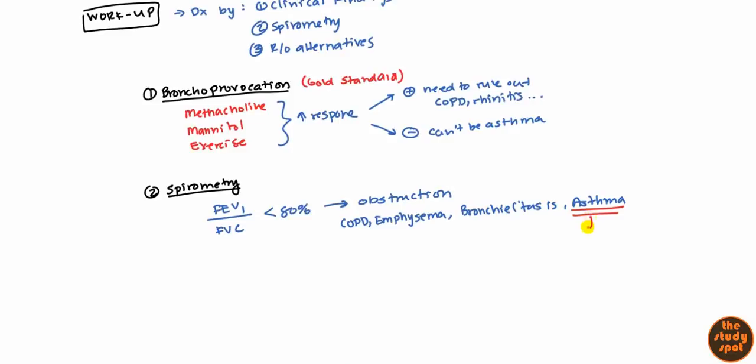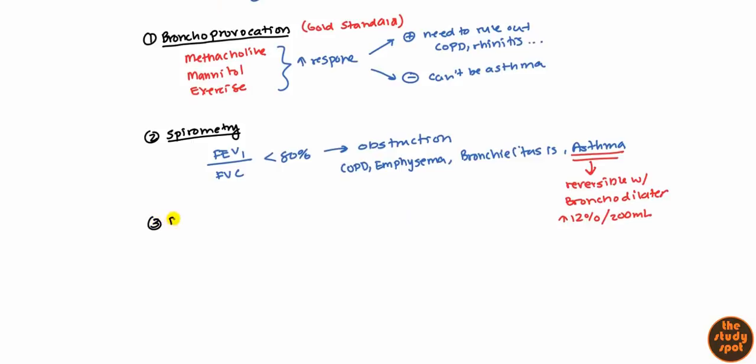However, what do you need to do to make sure it's asthma? Well, the interesting thing about asthma compared to the other 3 is that asthma is reversible with a bronchodilator. So you give them a bronchodilator and then do the spirometry again. If it improves by 12% or 200 milliliters, then you've got the diagnosis of asthma. So asthma is reversible while the other 3 aren't. The other 3 are actually slightly reversible, but asthma is considerably more reversible than the other 3. So something to keep in mind.